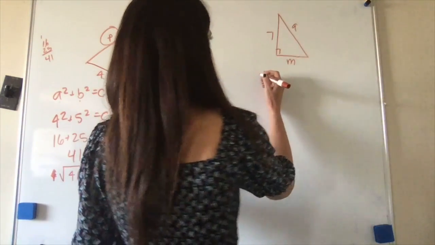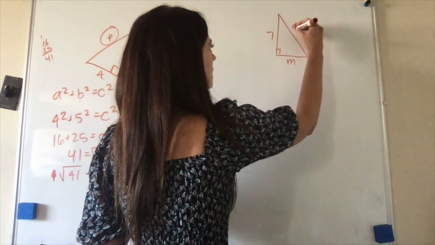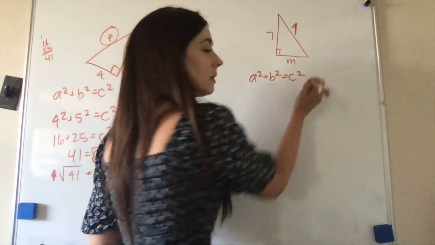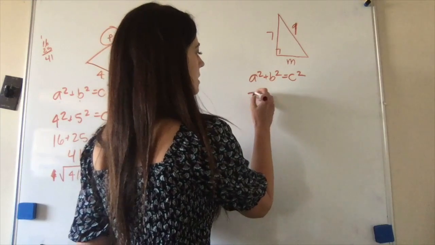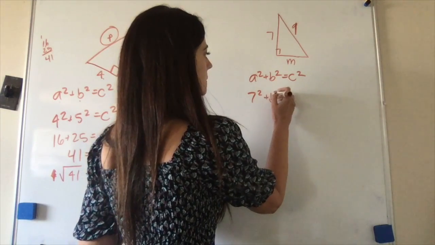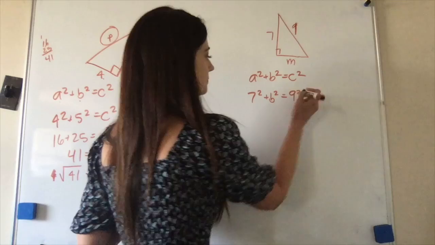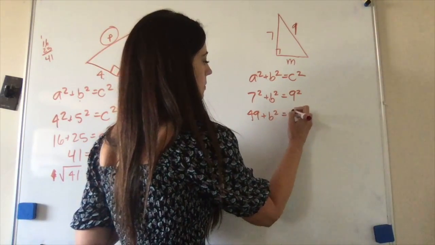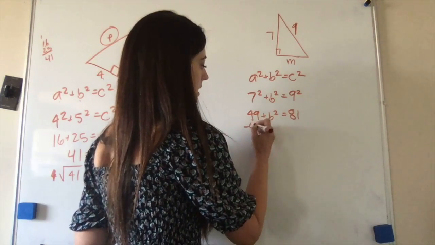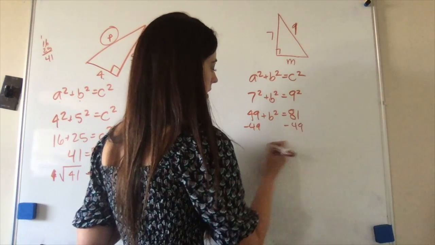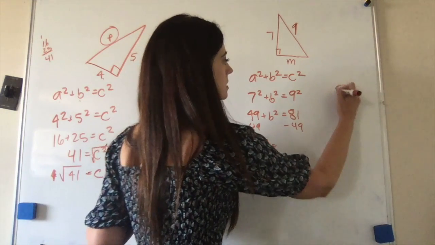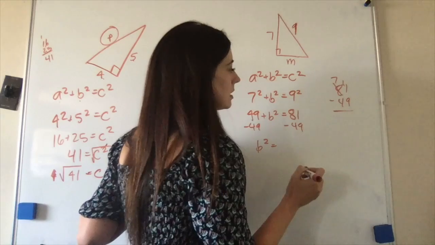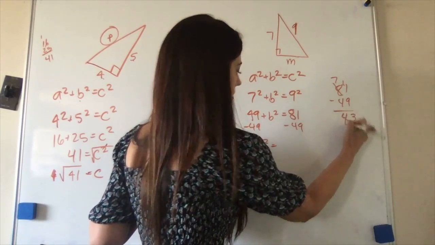We have a squared. This is a 9, by the way. A squared plus b squared equals c squared. Okay? So for a squared, we're going to do 7 squared plus b squared equals 9 squared. We get 49 plus b squared equals 81. Minus 49 on each side. We get b squared equals 81 minus 49.